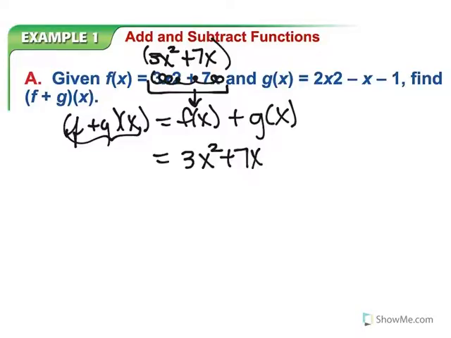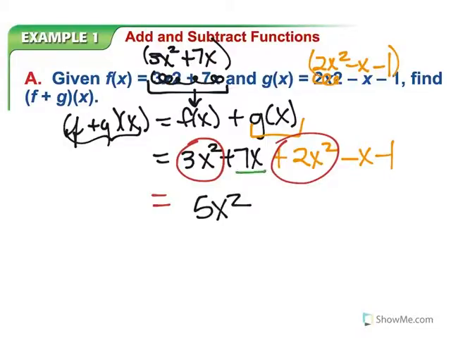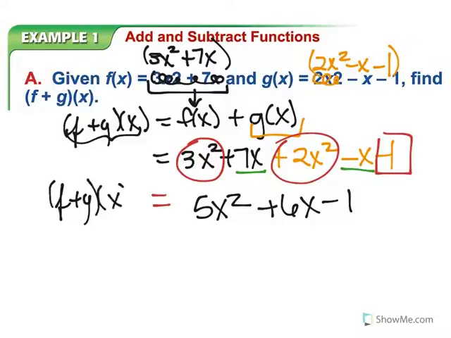Now, I know that g of x is 2x squared minus x minus 1. So everywhere I see a g of x, I'm now going to replace it with the orange. So plus 2x squared minus x minus 1. Now, the last step is to combine like terms. So I have 3x squared plus 2x squared, which is 5x squared. I'm going to combine my x terms to get positive 6x. And then I have my constant all by itself, so minus 1. So this is f plus g of x.